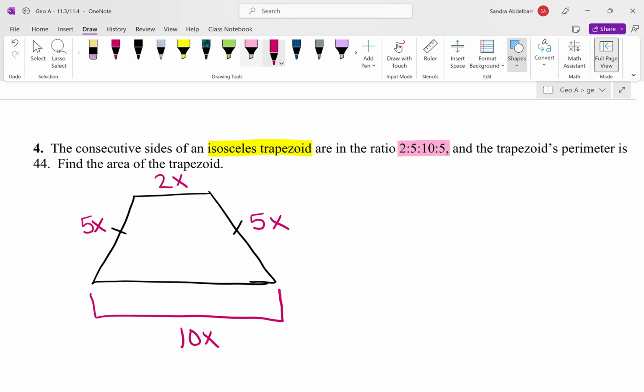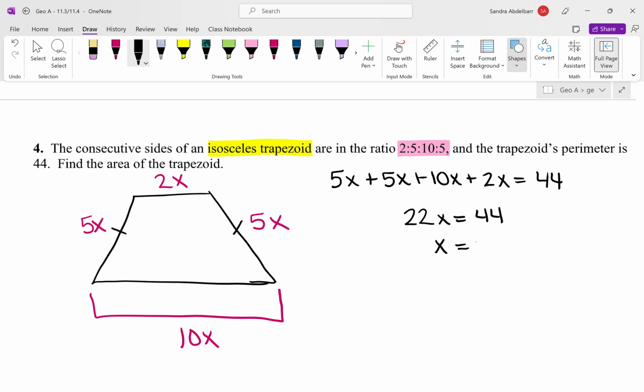Good. Before we can find the area, we need to find the side lengths. So we're going to use the perimeter to find the side lengths. Do we all agree we have 5x plus 5x plus 10x plus 2x equals 44? So this is going to be 22x is equal to 44. So x is equal to 2. So that means this is 10, this is 10, this is 20, and this is 4.